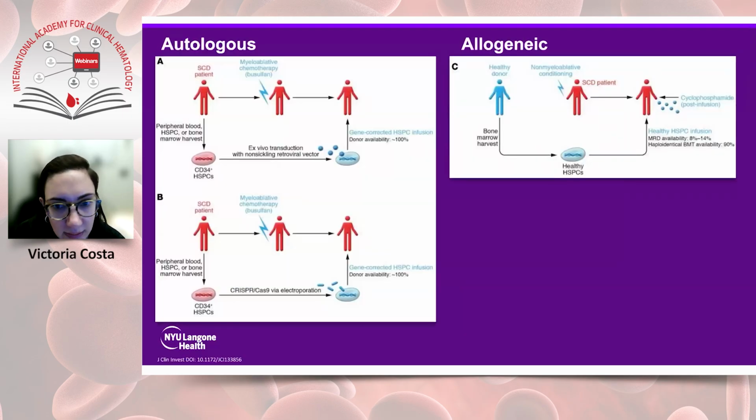And we can think of it as autologous and allogeneic. Autologous is removing your own cells. So someone with sickle cell disease would donate their own cells. They would be modified by a manufacturer, and then prepared for infusion into that same patient. Allogeneic would be donated from somebody else.